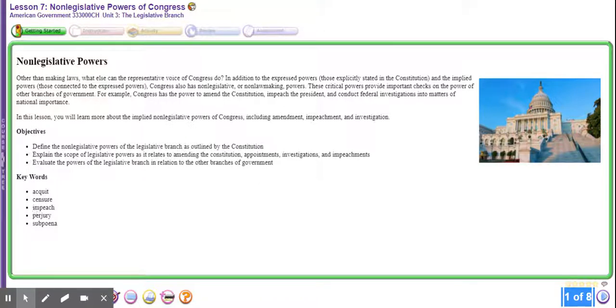And our objectives: define the non-legislative powers of the legislative branch outlined by the Constitution, explain the scope of legislative powers as it relates to amending the Constitution, appointments, investigations, and impeachments, evaluate the powers of the legislative branch in relation to the other branches of government.